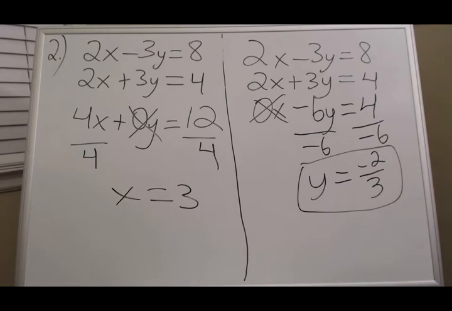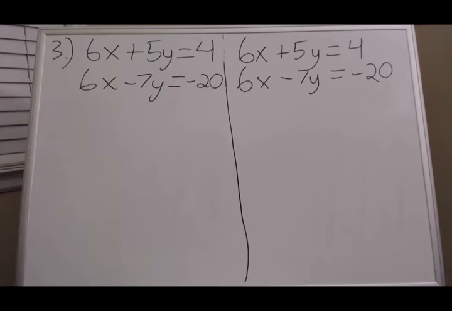In this case, either way will eliminate a variable. If you'll notice, the x coefficients are 2 and 2. They're the same. And the y coefficients are also the same, 3 and 3. Either one would have worked to eliminate a variable, adding or subtracting.